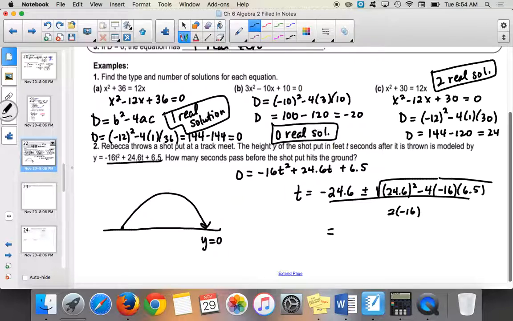So we get negative 24.6. Let me just do the 24.6 squared minus 4 times negative 16 times 6.5. And if I take the square root, ooh, it's kind of gross. So I'm going to keep it under the square root because it's going to be a decimal that goes on forever. Okay, so I have those two. So I have negative 24.6 plus the square root of 1021.16, and then divide by negative 32, and I also have the one with the minus. So I'm going to find the decimal versions for both of these.